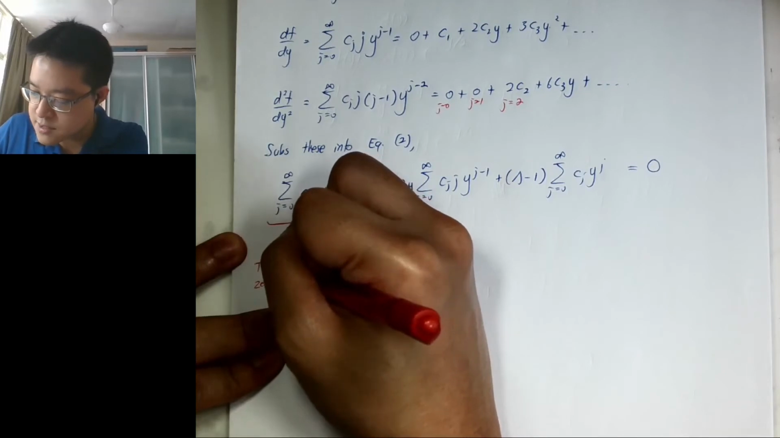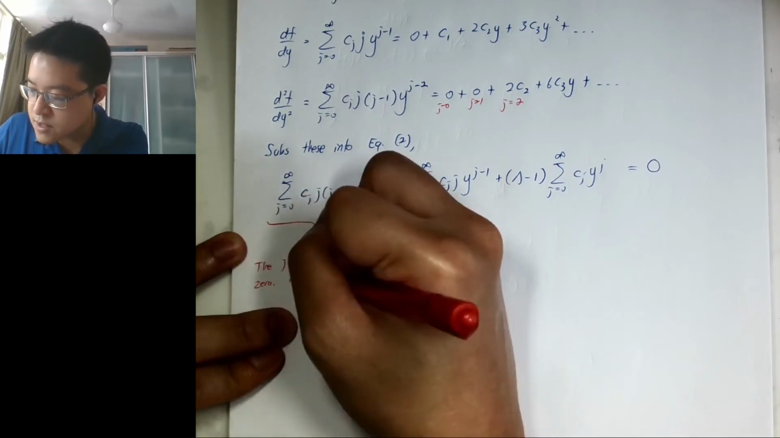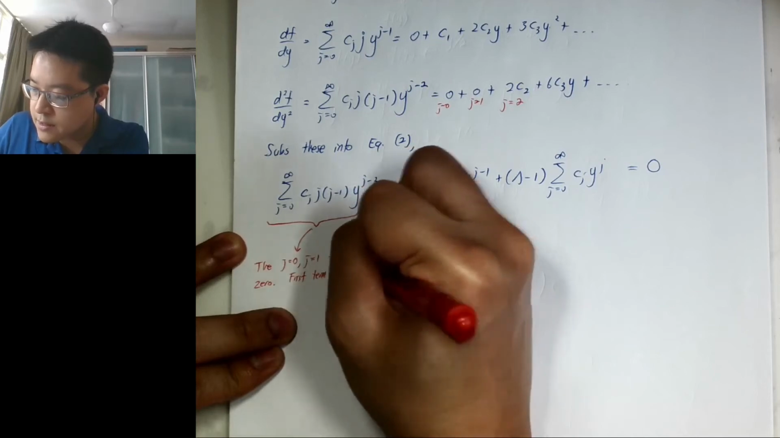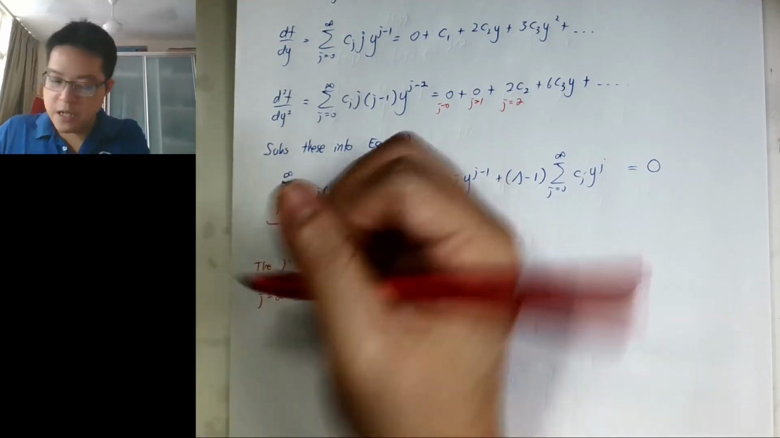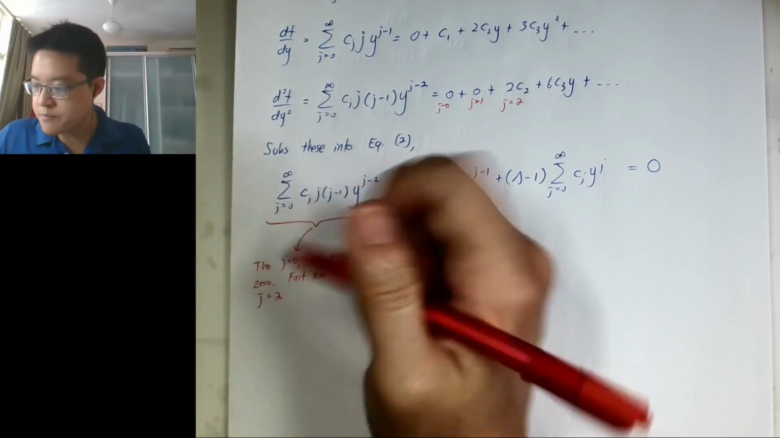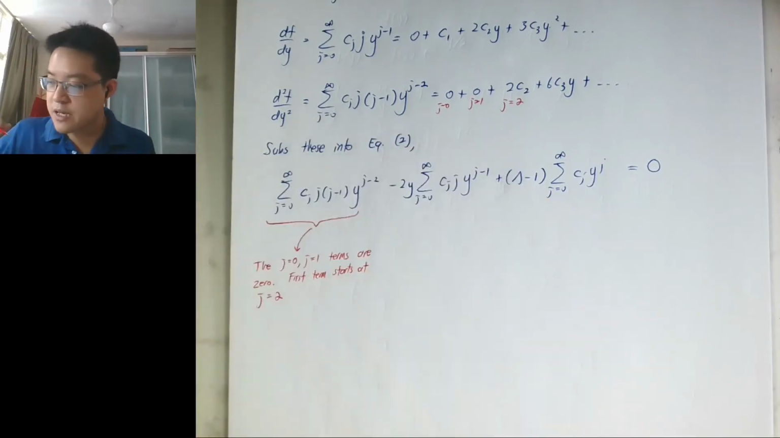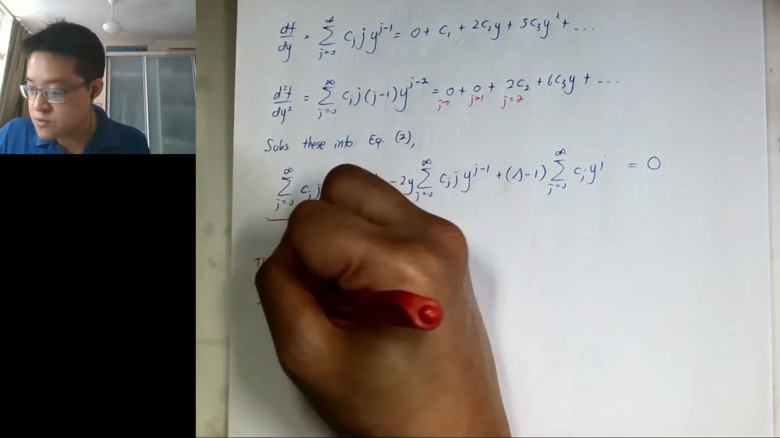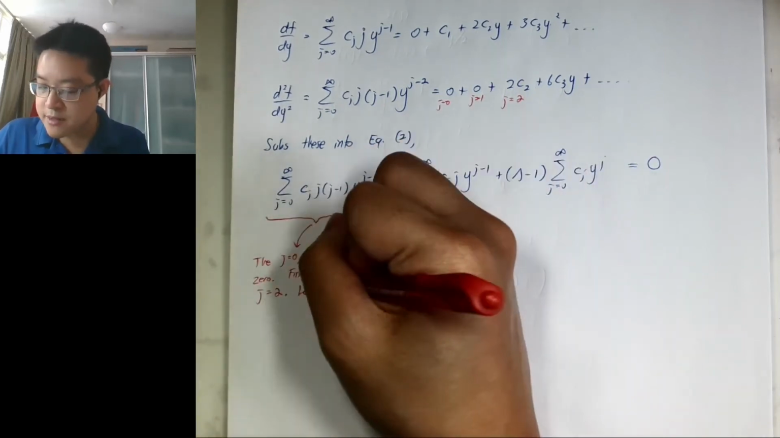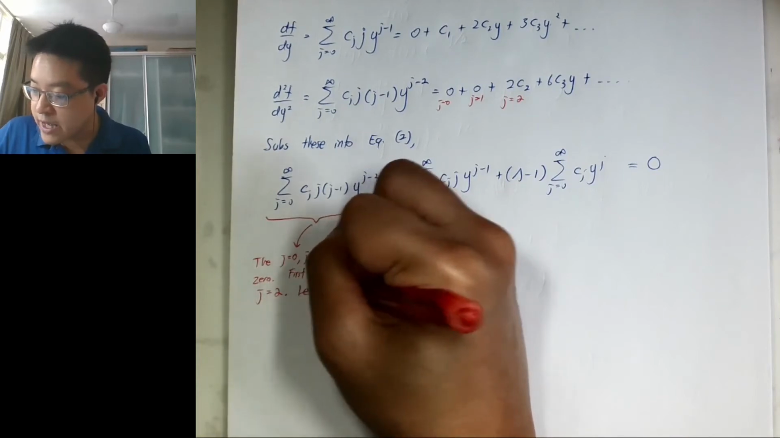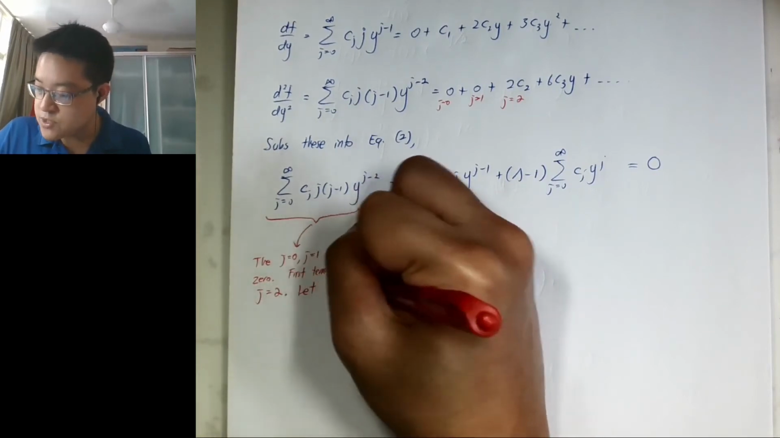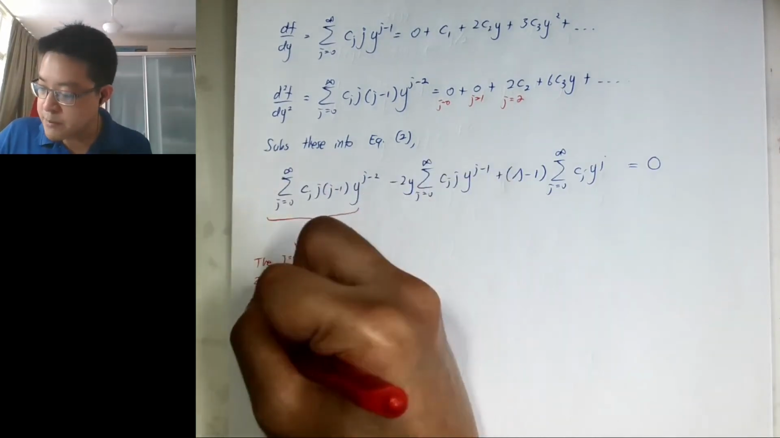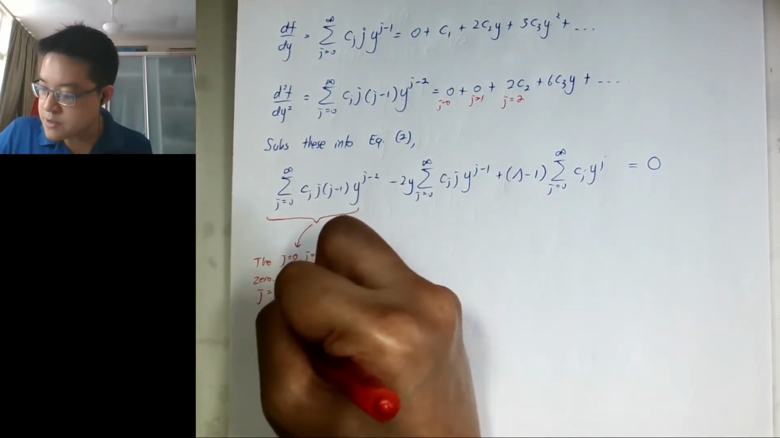So the first non-zero term starts at j equals 2. So I'm going to just change variables a little bit. I'm going to call k equals j minus 2, so that j equals k plus 2, and then my sum starts from k equals 0.